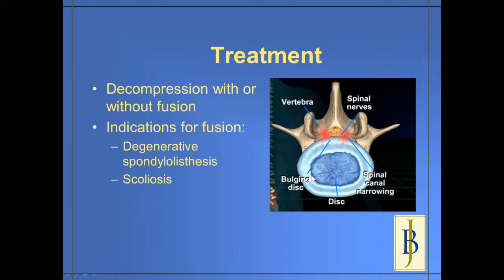Or if they have scoliosis, meaning a lateral curvature or side curvature of the spine, if you take that bone off to try to relieve some of the pressure, you can worsen the scoliosis. And so in that case, you want to fuse them at the same time that you do decompression so as to not worsen any underlying disease they may have.